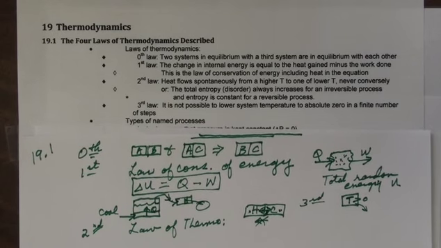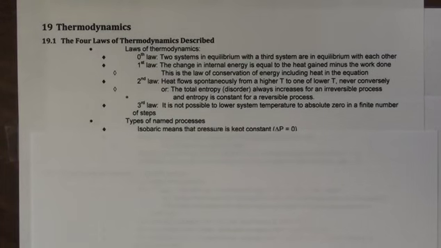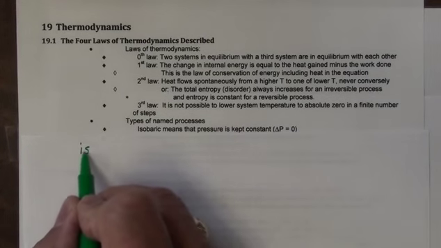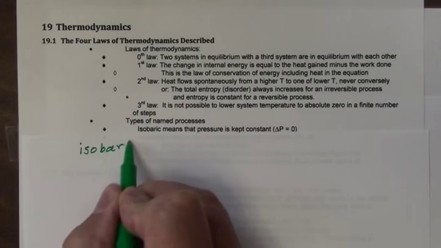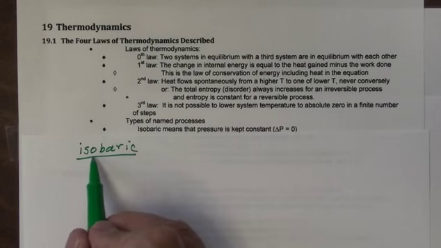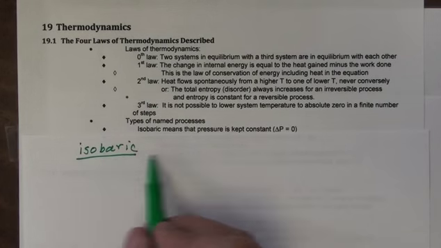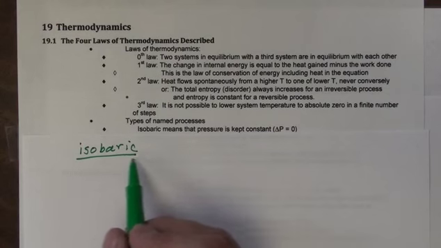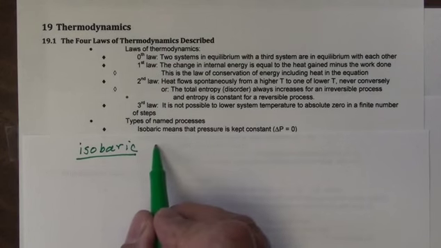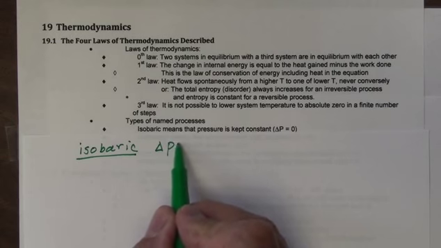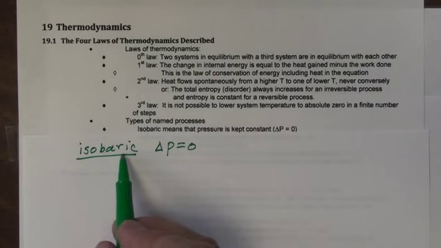Okay, now some terminology that we need to discuss. The first of these terms is isobaric. And iso means the same, and baric refers to pressure. And so an isobaric process is one where there is no change in the pressure. An isobar is a line of equal pressure.